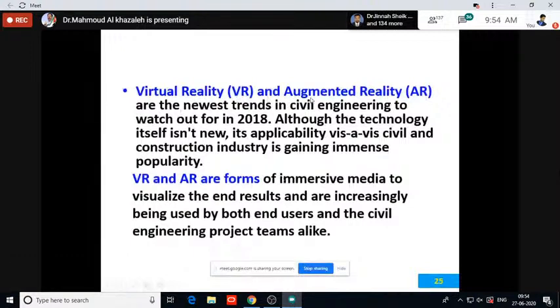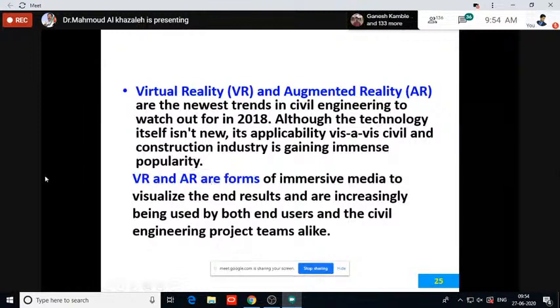Virtual reality and augmented reality are the newest trends in civil engineering. It started in 2018, although the technology itself is new and it is applicable. VR and AR in the civil construction industry are gaining immense popularity.